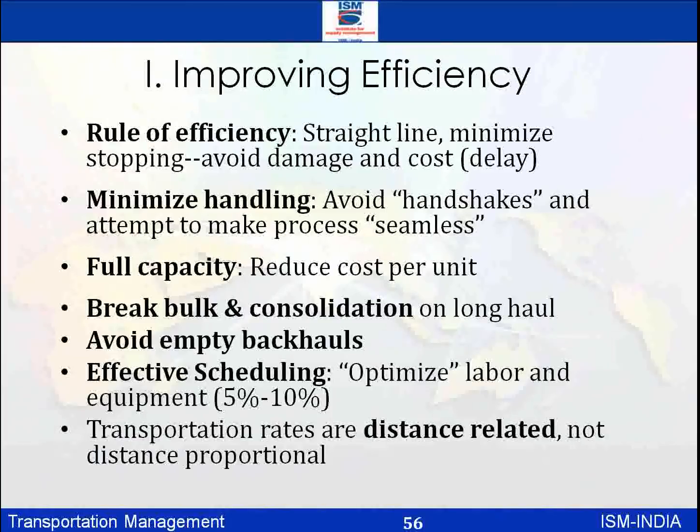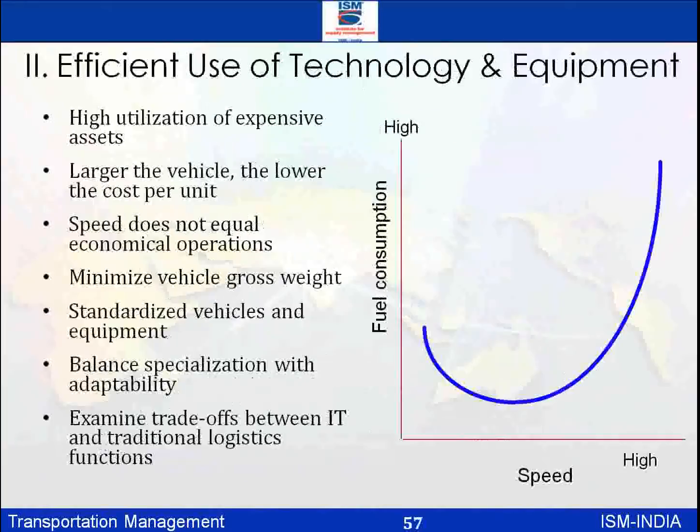Full capacity. Break bulk and consolidation on long haul. As I showed you earlier, in the long haul, if it is going from one port for export, I consolidate it. But once it reaches the terminal, I may put them into break bulk if there are too many clients for that. Avoid empty backhauls. If the coming back haul is empty, again it is a cost to you. Effective scheduling, and transportation rates are distance related. They're all covered with that. It's just covered with that.